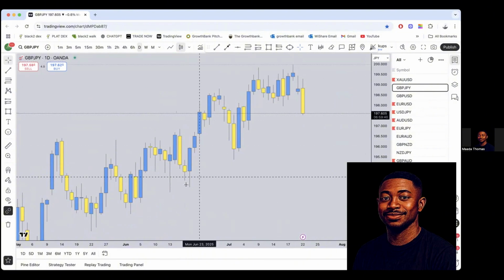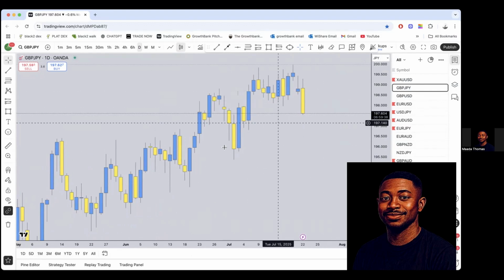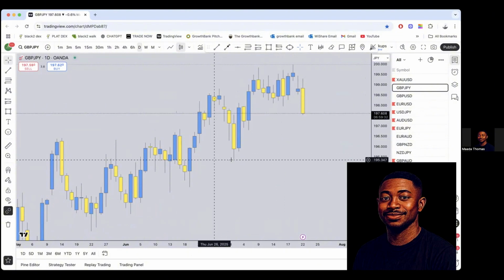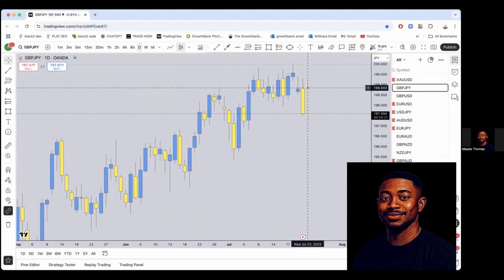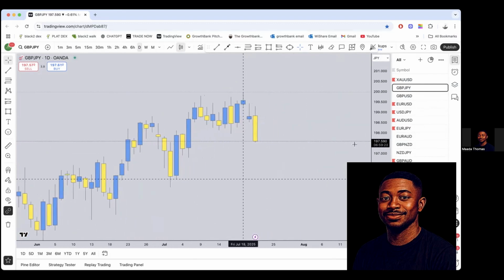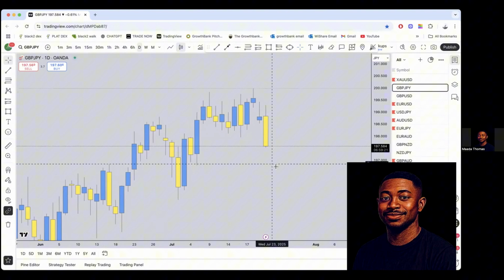All right. So GBP JPY is bullish, right? Even though the past three candles are bearish, we just took out this low. The overall view of this chart is going to be bullish, right? But since we're looking at GBP JPY, let's go ahead and add some more analysis to this.